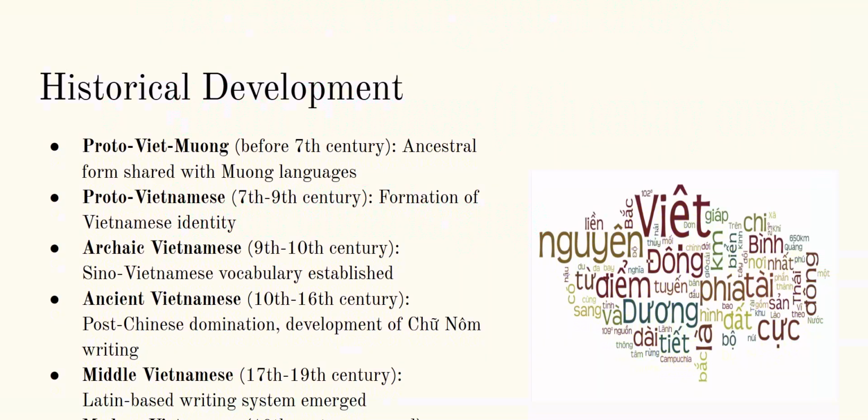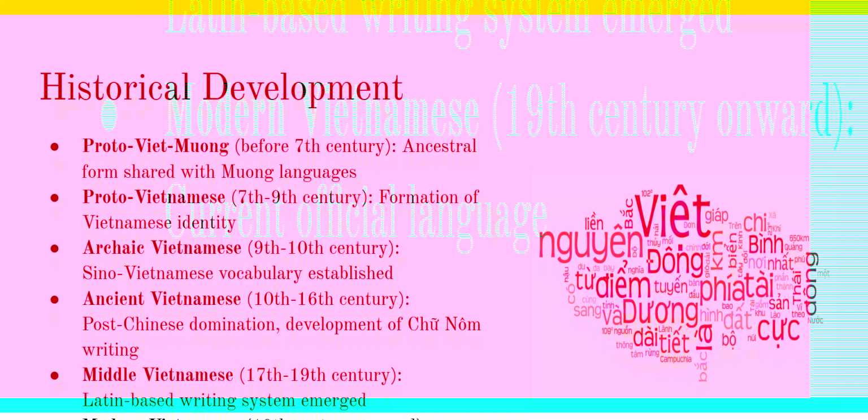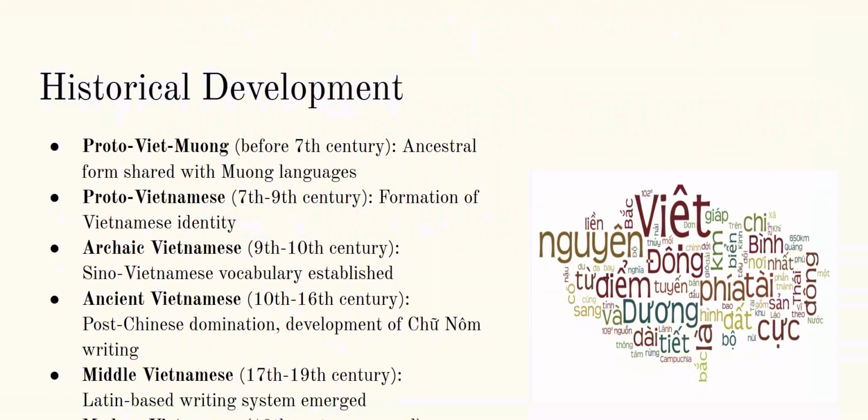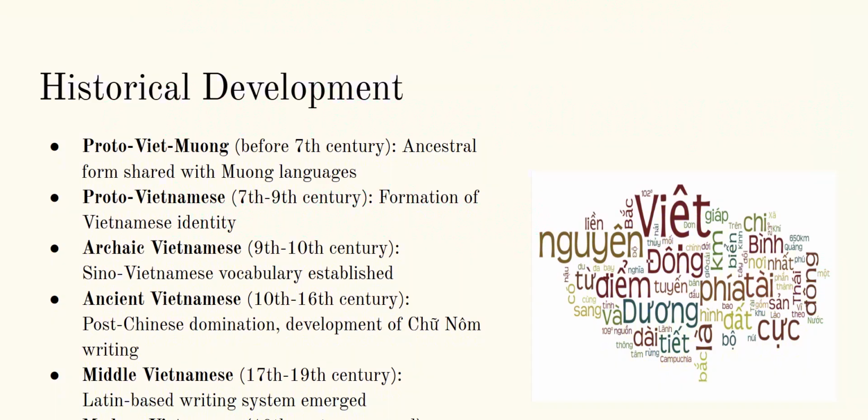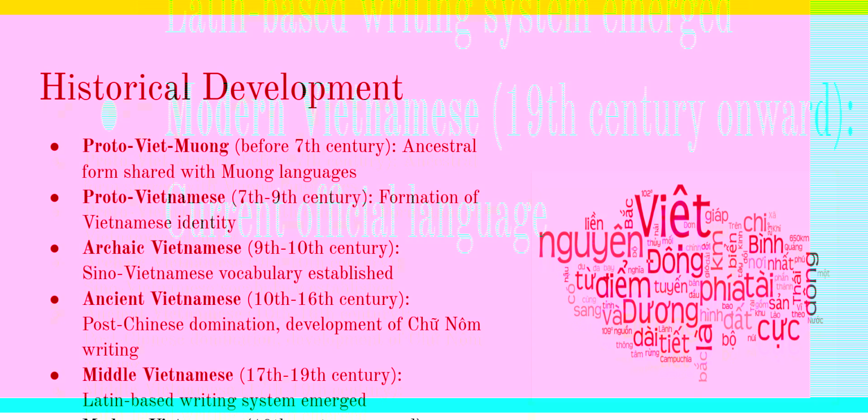Then we talk about Archaic Vietnamese, preserving the older features. This was basically in the era of Chinese domination, and during the 9th to 10th century, Sino-Vietnamese vocabulary was established. Then comes Old Vietnamese. After the Chinese domination in Vietnam till the 10th century, there was the development of Chu Nom writing.